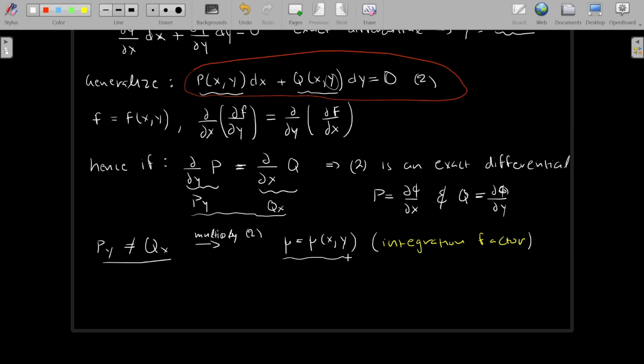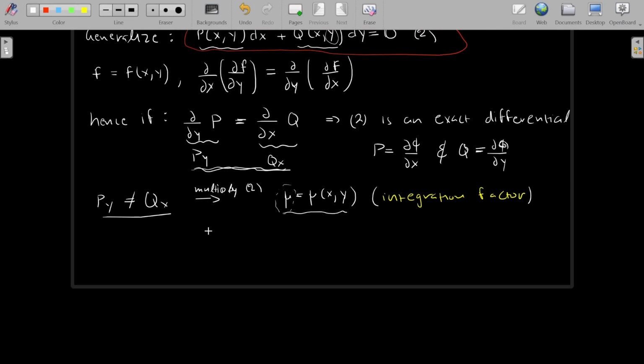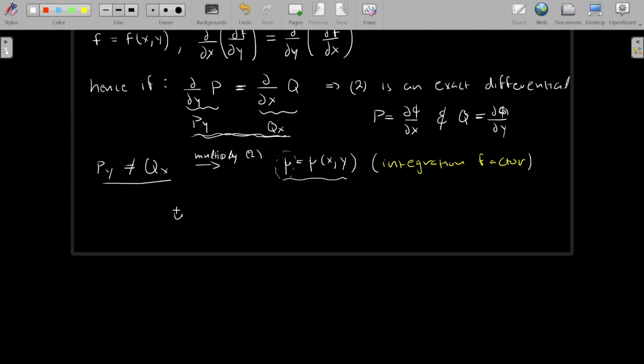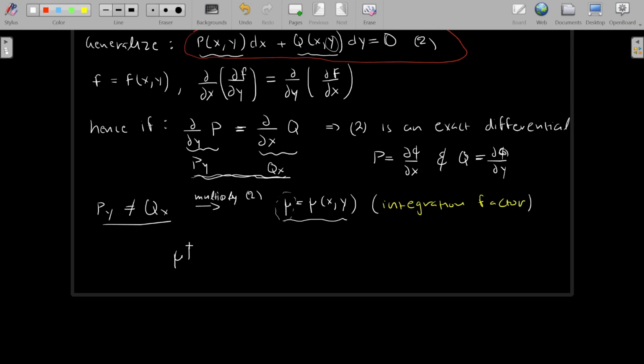Now, how are we going to calculate what this is? Imagine a quantity like this, which will get multiplied. This will still be 0, so you have mu here and mu here. And now the new p and q are going to fall under this condition. So this is what the integrating factor is going to do. So to actually calculate it, what we are going to do is multiply the second equation with mu. So you get mu p dx plus mu q dy is equal to 0.